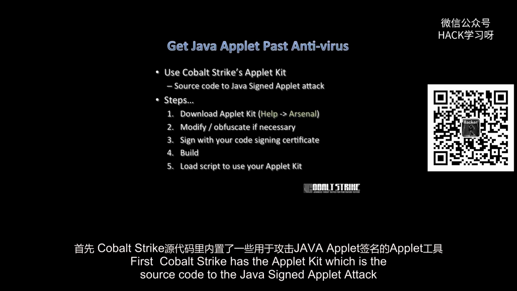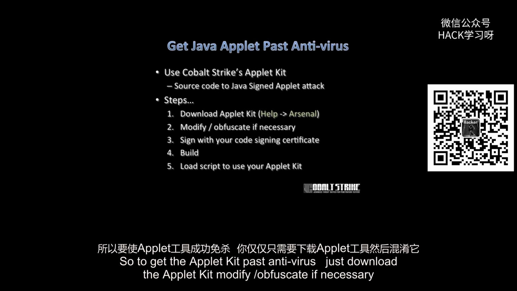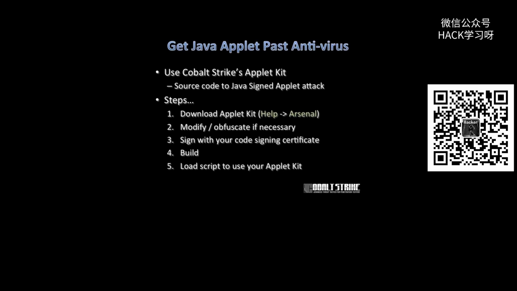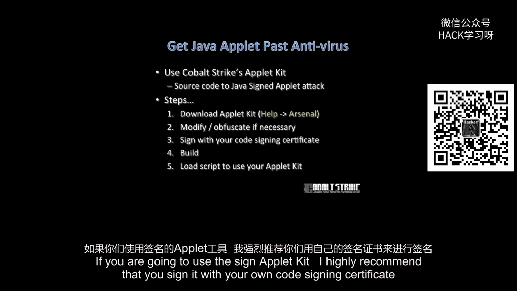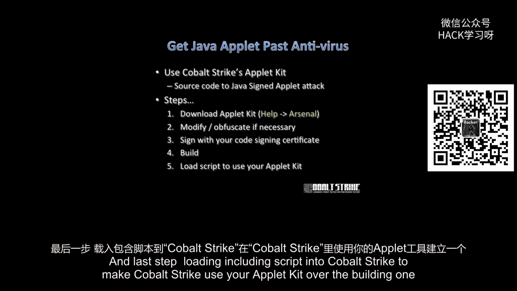First, Cobalt Strike has the applet kit, which is the source code to the Java signed applet attack. By the way, there's also an alternative to the applet kit called the Power Applet, which is an implementation of the applet kit that uses PowerShell to get a payload in memory. So to get the applet kit past antivirus, just download the applet kit, modify and obfuscate it if necessary. If you're going to use the signed applet, I highly recommend that you sign it with your own code signing certificate, build it with the included build script, and then last step, load the included script into Cobalt Strike to make Cobalt Strike use your applet kit over the built-in one.